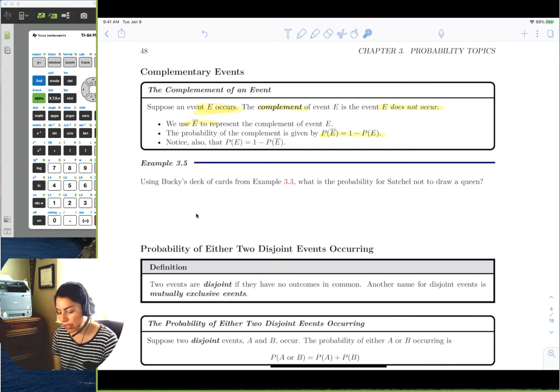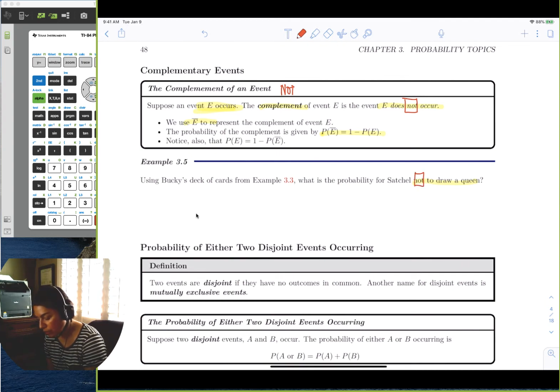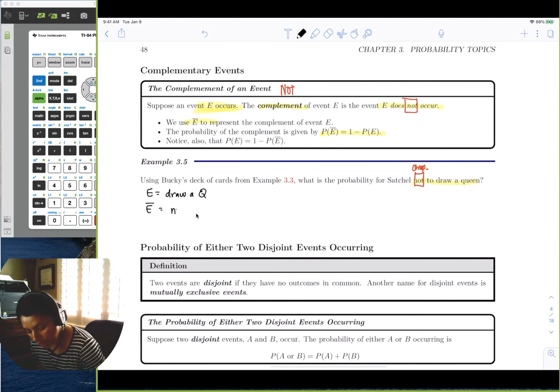So if I just take the Bucky's deck of cards, what is the probability for Satchel not to draw a queen? So right away I can see the word not and know that, okay, this is going to be some sort of complement, right? And so the event E itself will not be not to draw a queen, but to draw a queen. And so the complement of that event is not to draw a queen.